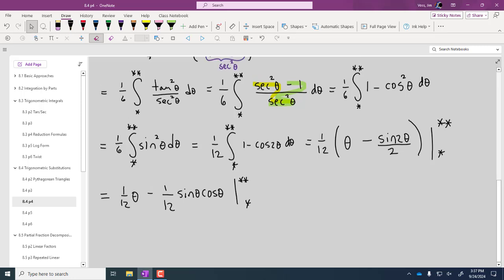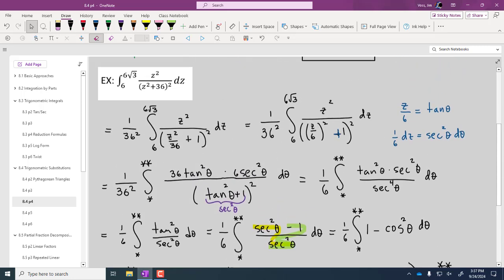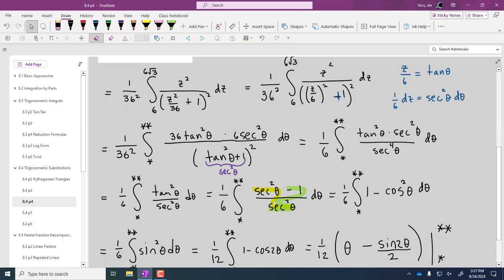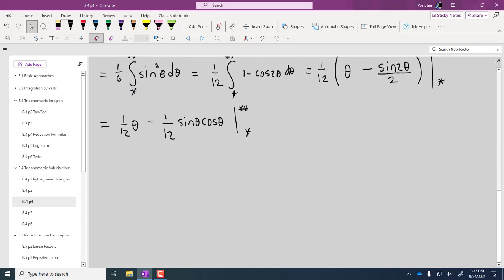Now we use our triangle. So z over 6 is tangent of theta. Let's write that over here. Z over 6 is tangent of theta. So z divided by 6 is tangent theta. So now we get to be creative and build our triangle. Theta is always in this corner.